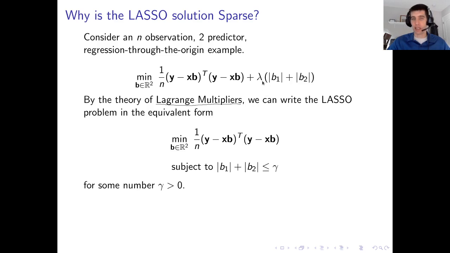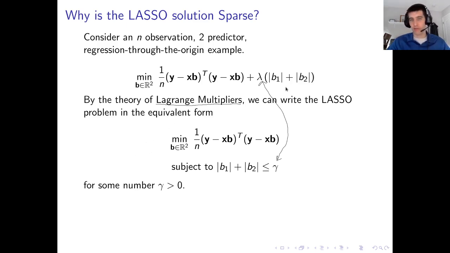So these lambdas and the gammas, they're not necessarily the same, but the theory says for some gamma there exists a lambda such that this problem is equivalent to this problem. So what I'm going to do here is use this theory to write the LASSO problem as an equivalent constrained version. And in practice, this is not how we're going to do it.